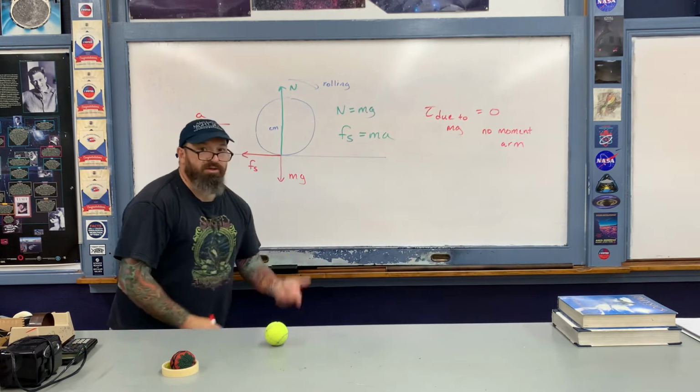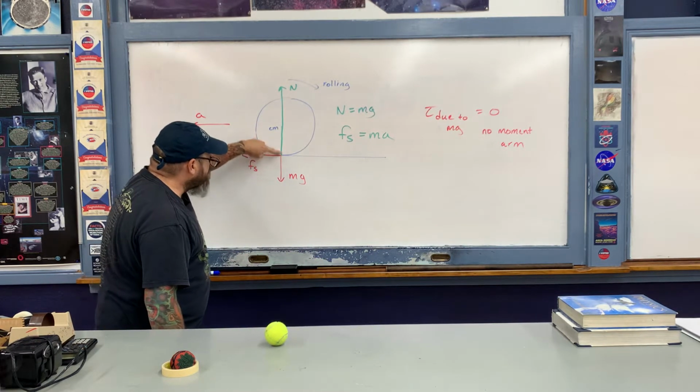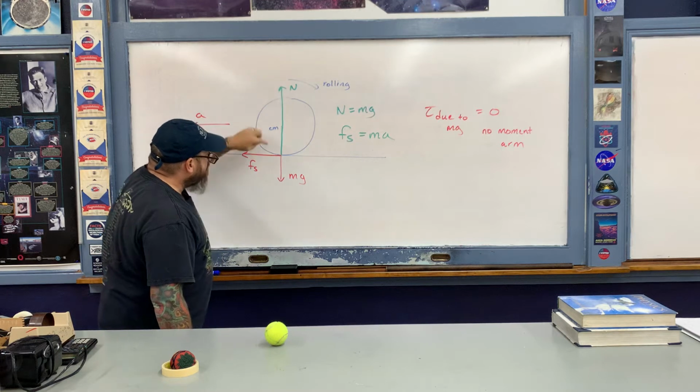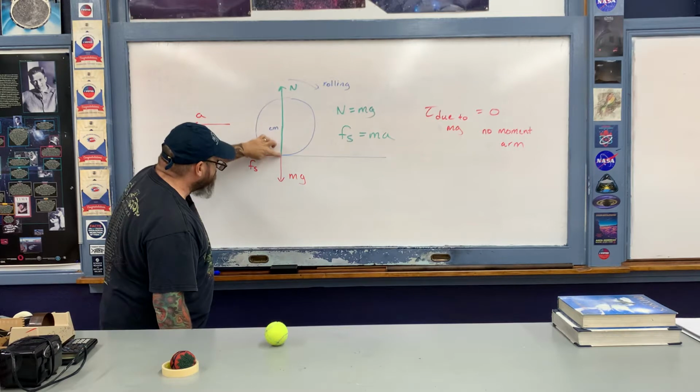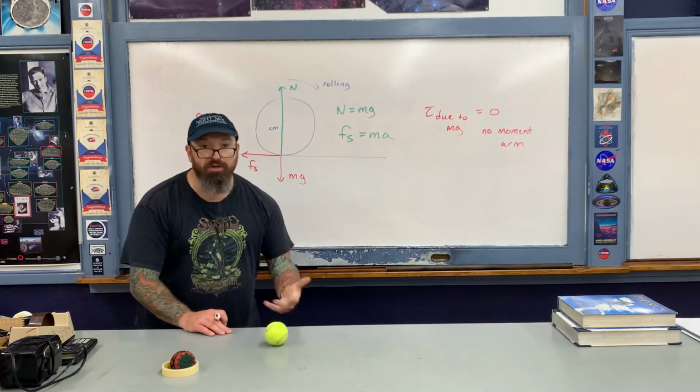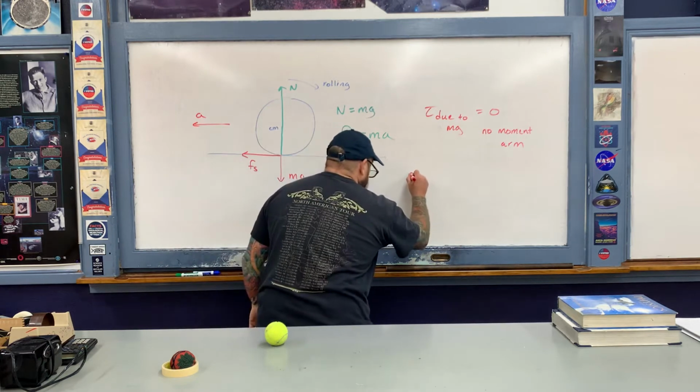Okay, now let's take a look at the torque due to the normal force. The normal force is applied right here, pointing straight upwards, and then we have our moment arm going from the axis of rotation, the center of mass, to that point. There's a 180-degree angle between those two vectors.